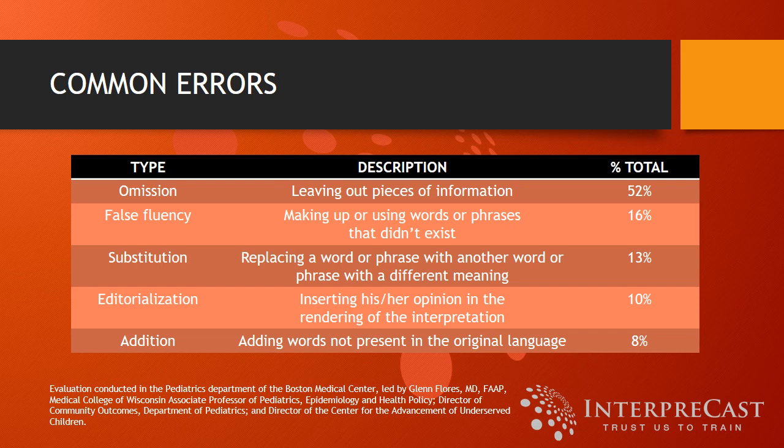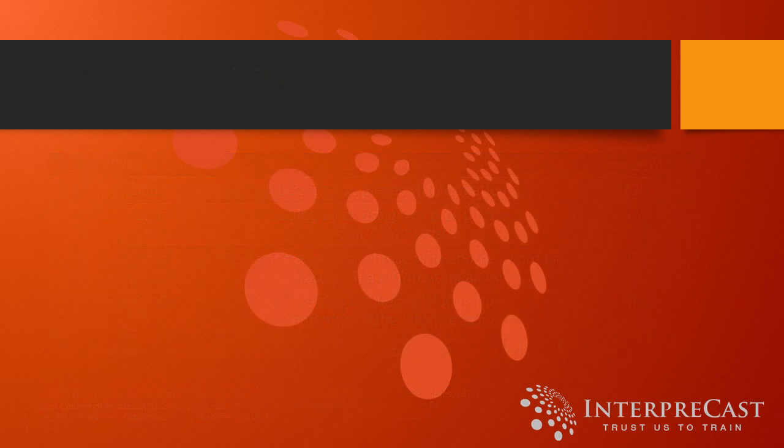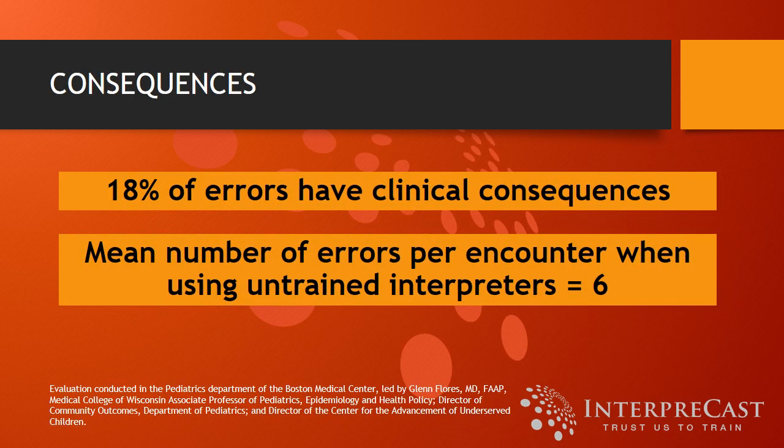In 52% of the recorded errors, the interpreter omitted a portion of the utterance. In 16%, the interpreter made up words or phrases. In 13%, the interpreter used a word with a different meaning. In 10%, the interpreter inserted his or her unwanted opinion, and in 8%, the interpreter added words not present in the original utterance. The consequences of these errors were significant. 18% of the errors had potential clinical consequences, while the mean number of errors of clinical consequence per encounter was 6. That translates into a lot of risk.